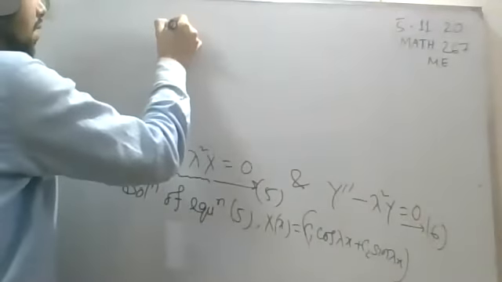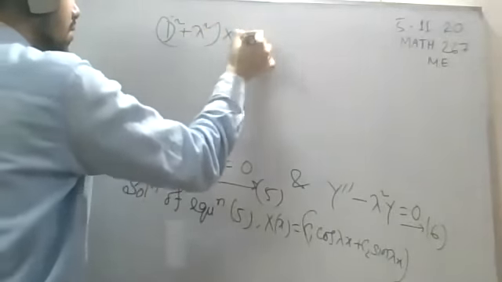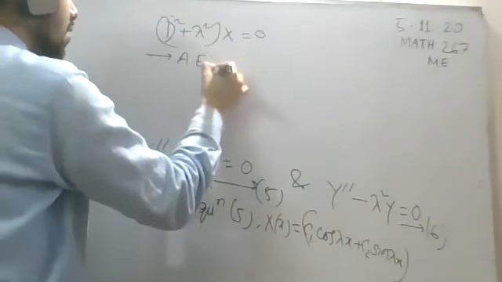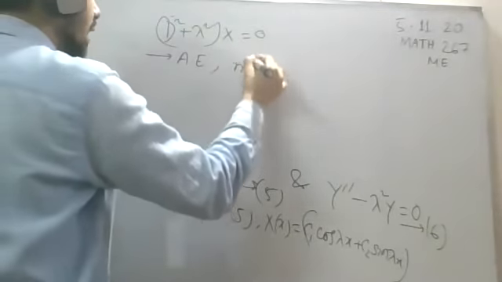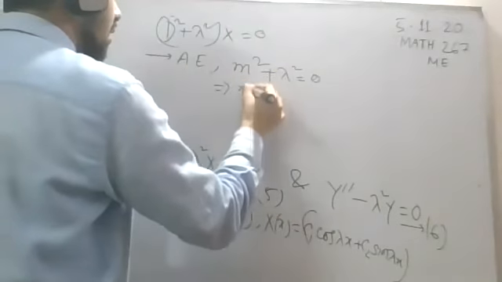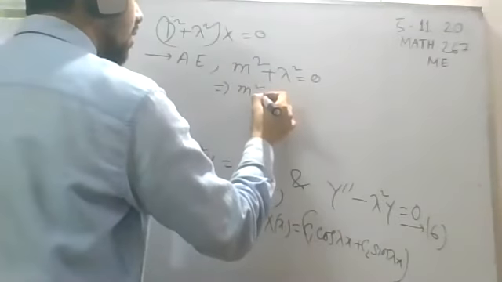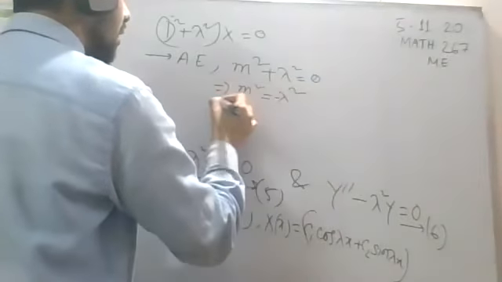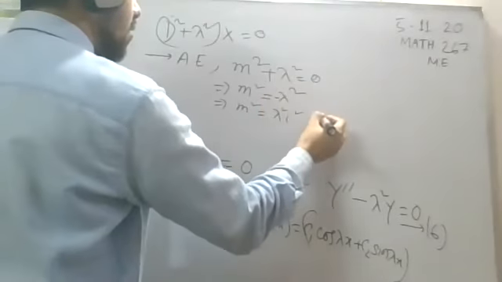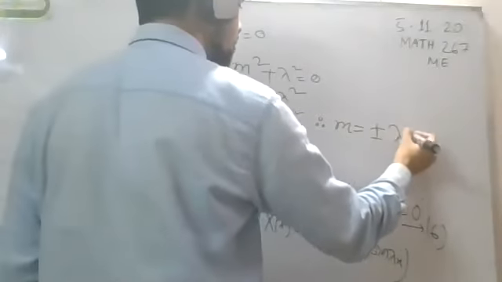So here d square plus lambda square x equals 0. That means you have to replace d by m for the auxiliary equation. So here m square plus lambda square equals 0, so m square equals minus lambda square, that is m square equals lambda square i square. From here you can say m equals plus minus lambda i.